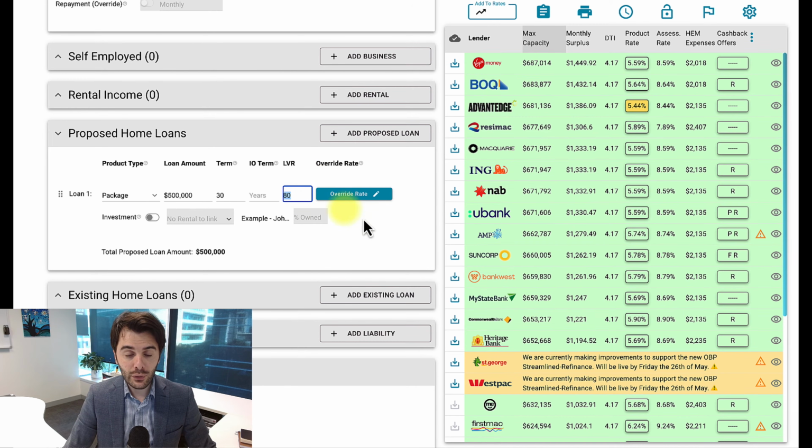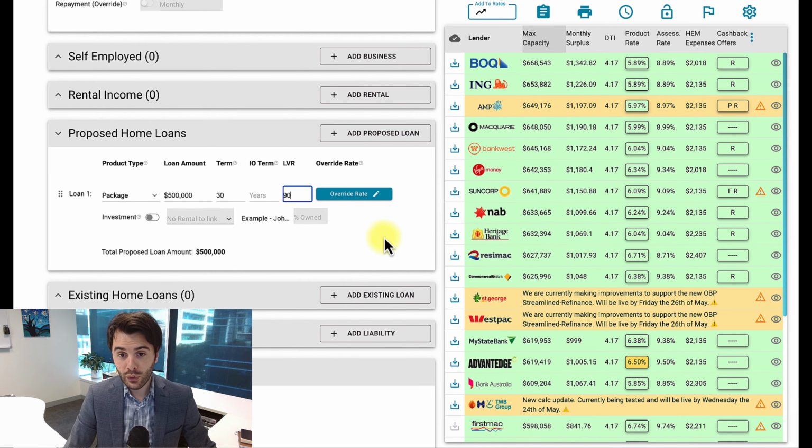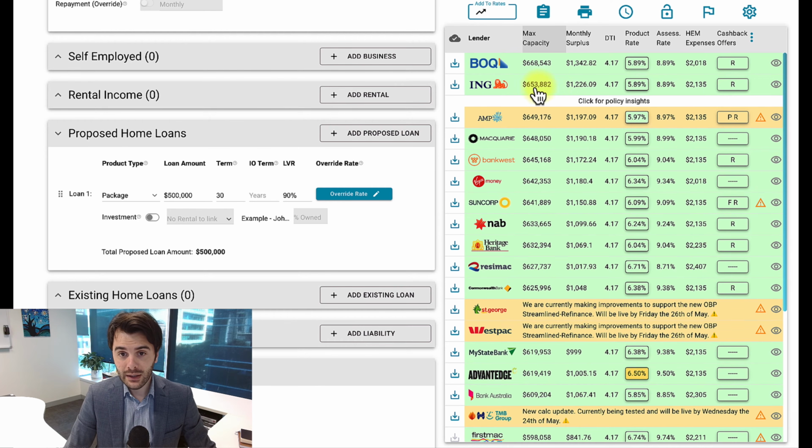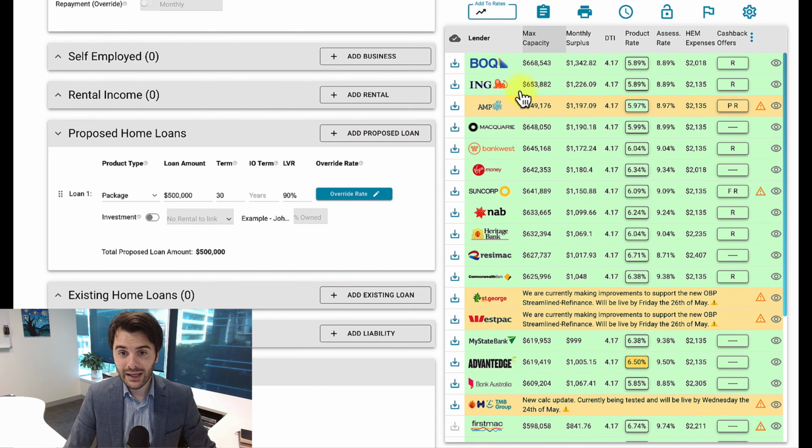So the higher your loan to value ratio, the less you'll be able to lend, because the bank's assessment rate, this thing will also change. So the higher the bank's assessment rate, the lower you can borrow. So if we change this, you can see ING will go from $670,000 to $580,000, $650,000. So you can see that also reduced your borrowing capacity.